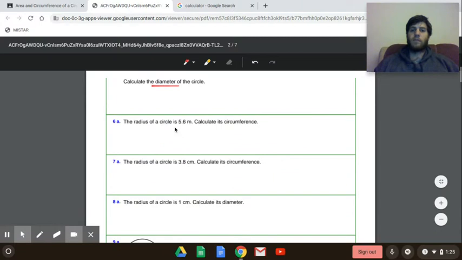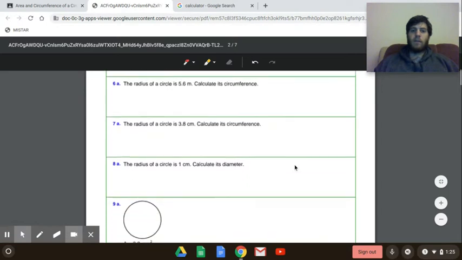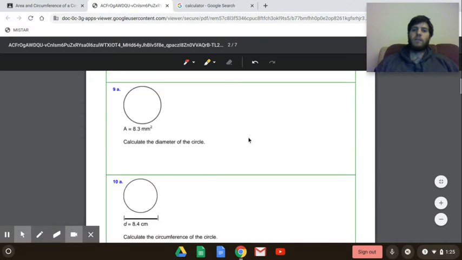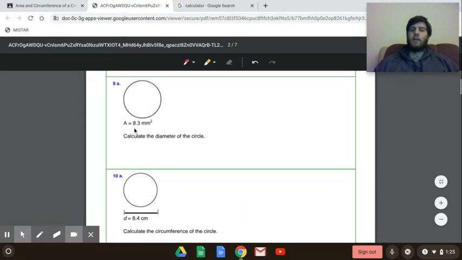6, the radius of a circle is 5.6. Calculate the circumference. So that's just a matter of putting it into the formula. Same thing for 7. It's literally the same question. 8, you want the diameter. Diameter is twice the radius.